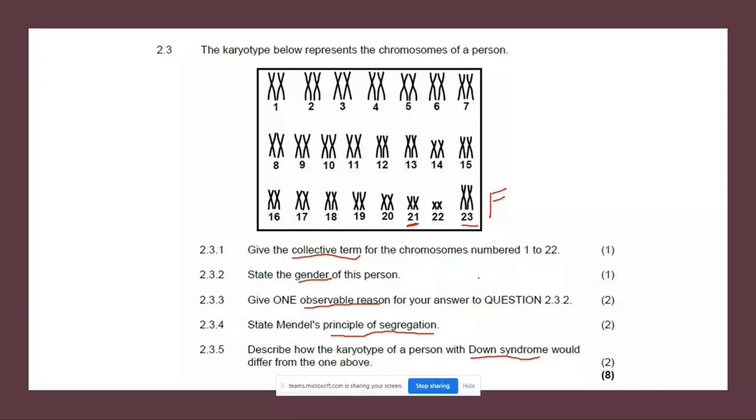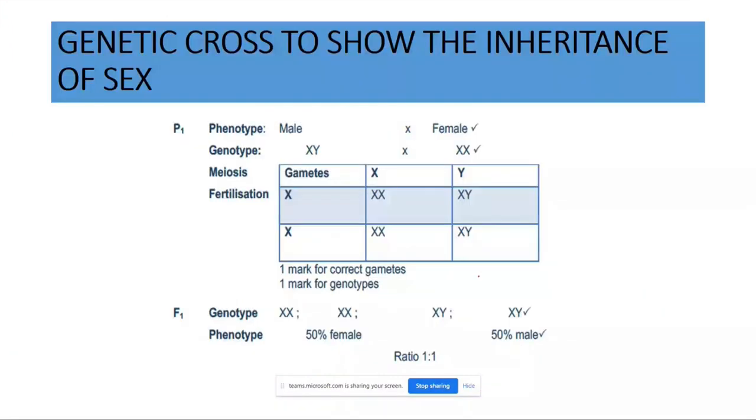They could also ask you to show by means of a genetic cross the inheritance of sex. Remember, later on, some of you have done it already, or some of you are going to do it later on, human reproduction. Just one hint. Whenever fertilization takes place between males and females, because all the egg cells are females, females only carry X egg cells.